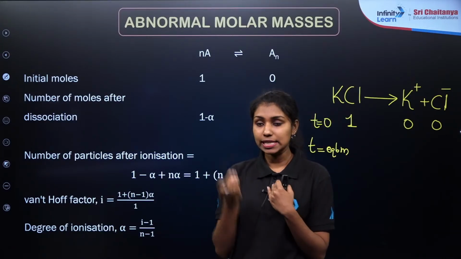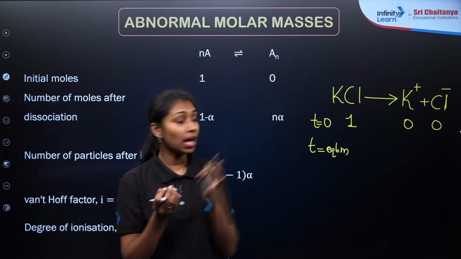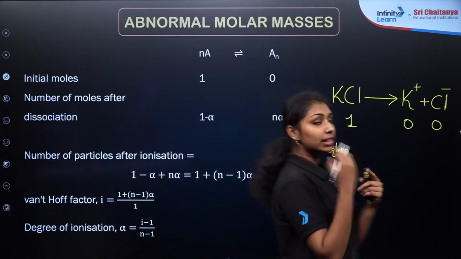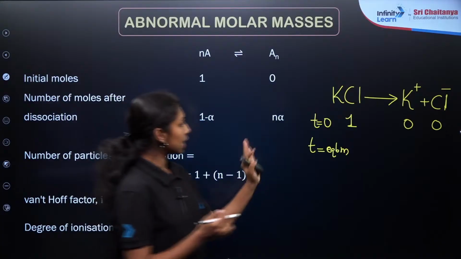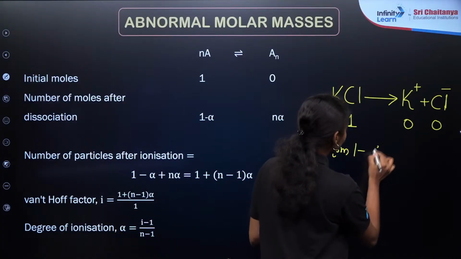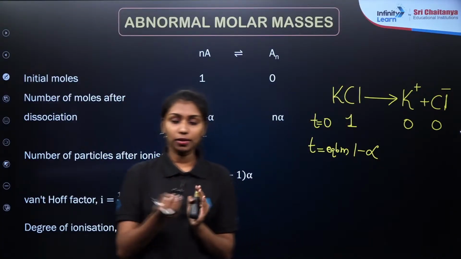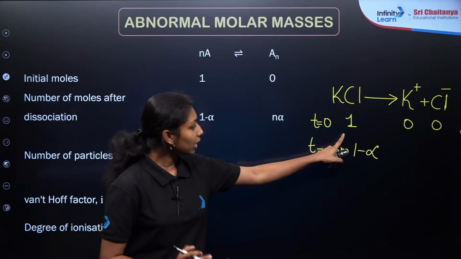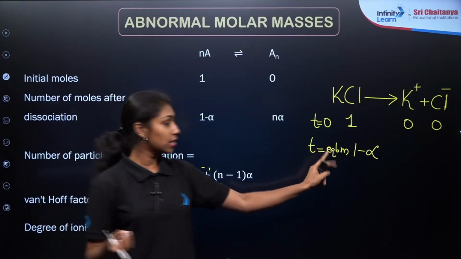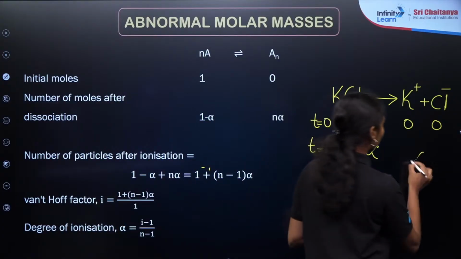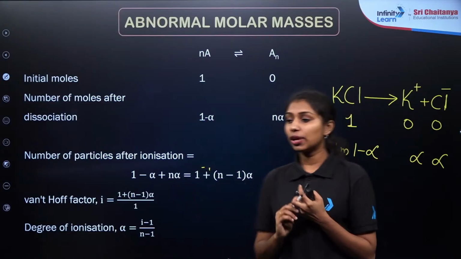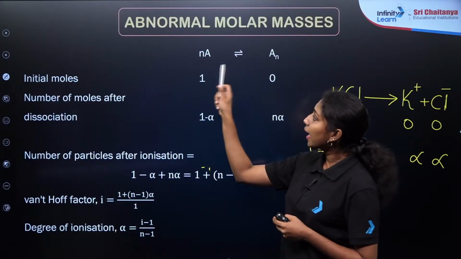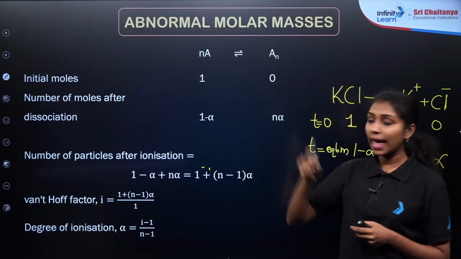Dissociation happens, if I am introducing the term alpha here. Alpha means our degree of dissociation. What will happen to the initial KCl? It will be 1 minus alpha, from the number of moles of 1, alpha is dissociating. So 1 minus alpha, then it will be alpha and alpha.